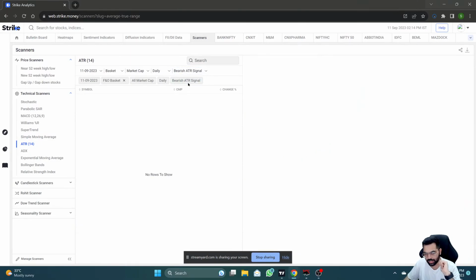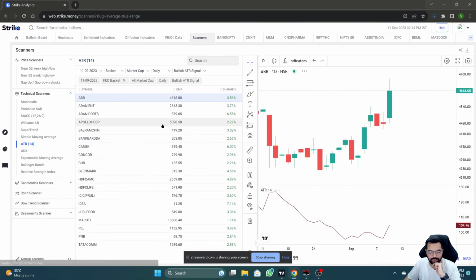No, there are no signals. Why? Because there may not be enough stocks in the F&O basket that are down more than the ATR itself. So this itself is a sign that tells you where the more action is.